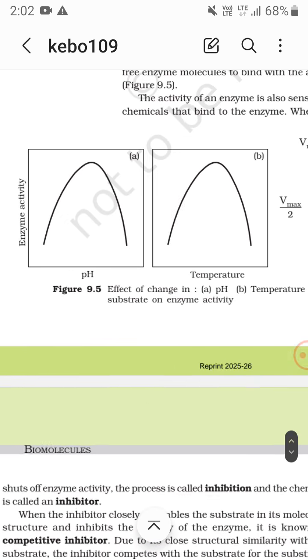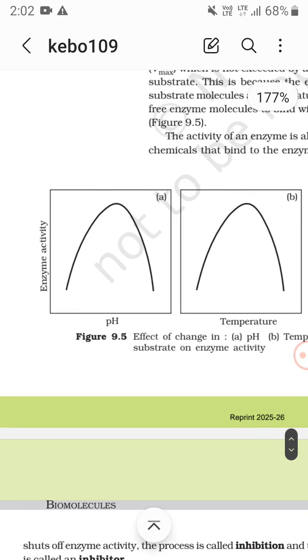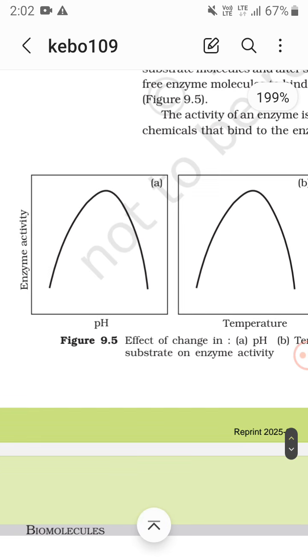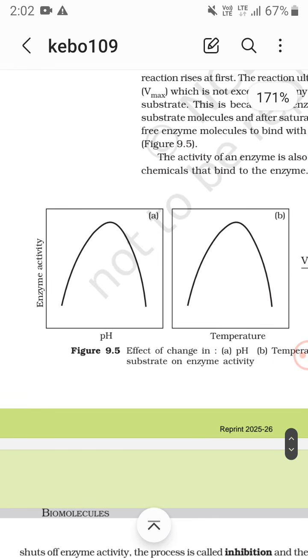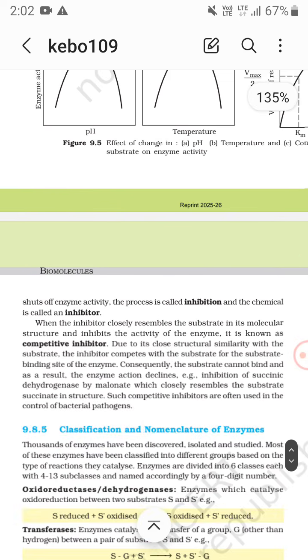Now you see the effect of change in pH and temperature. On the x-axis it is pH or temperature, and on the y-axis it is enzyme activity. So activity is highest at its optimum temperature and pH. So these two graphs tell this.